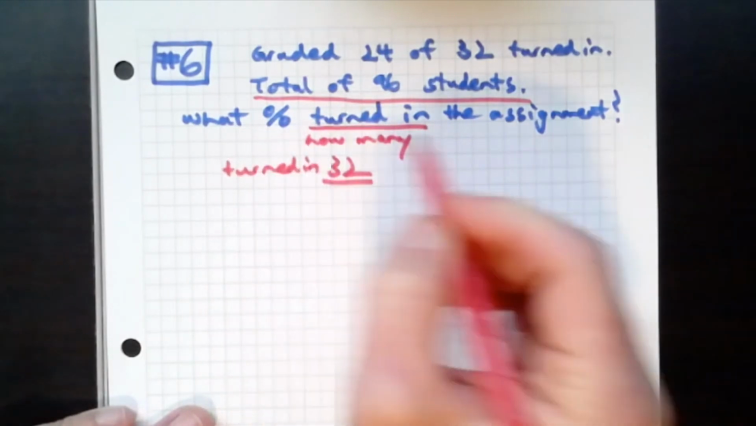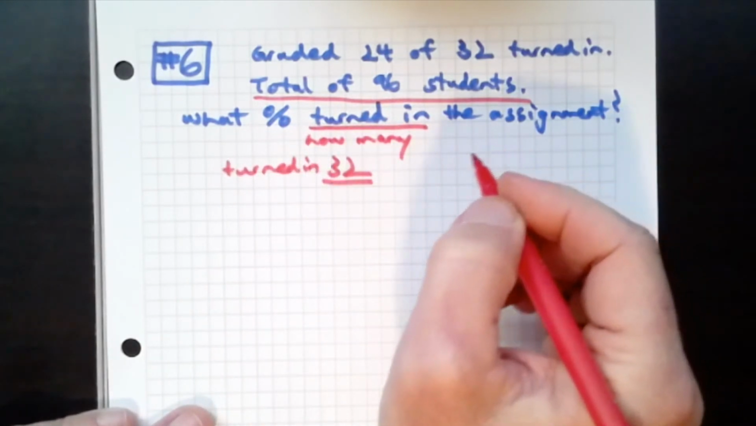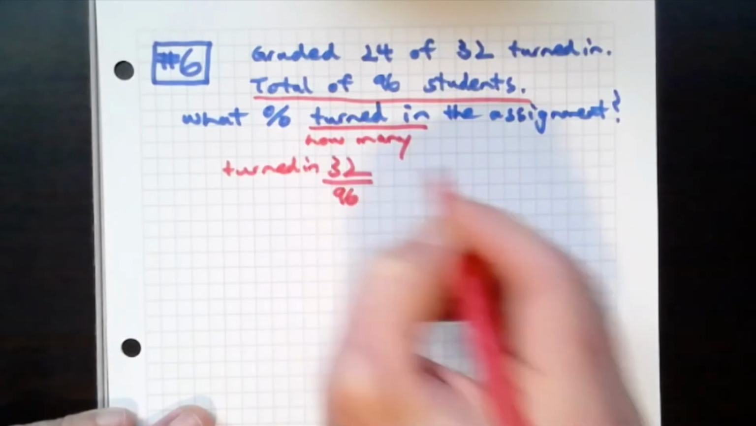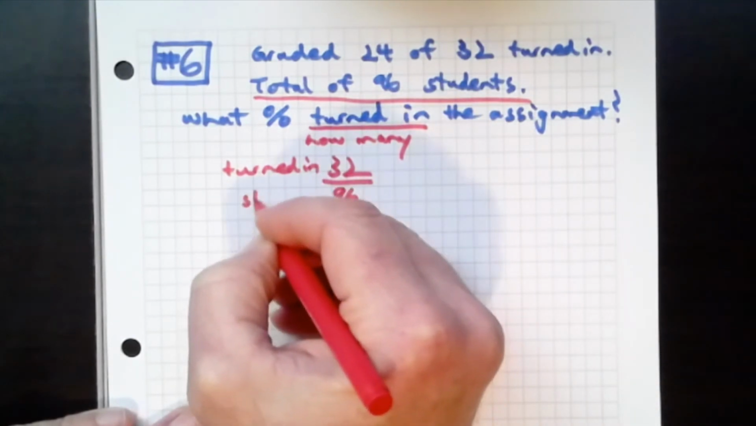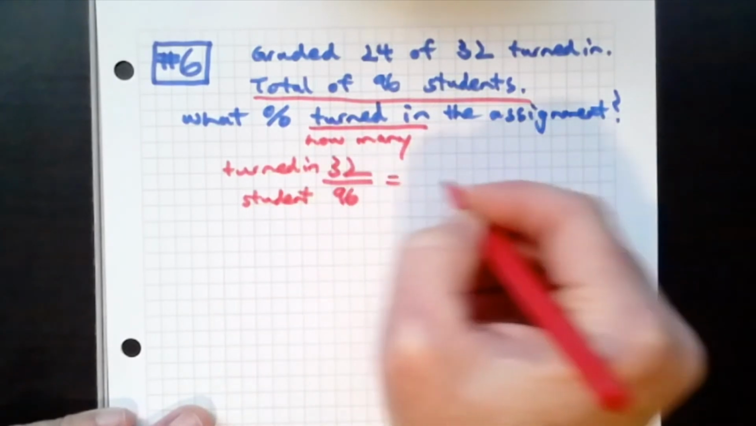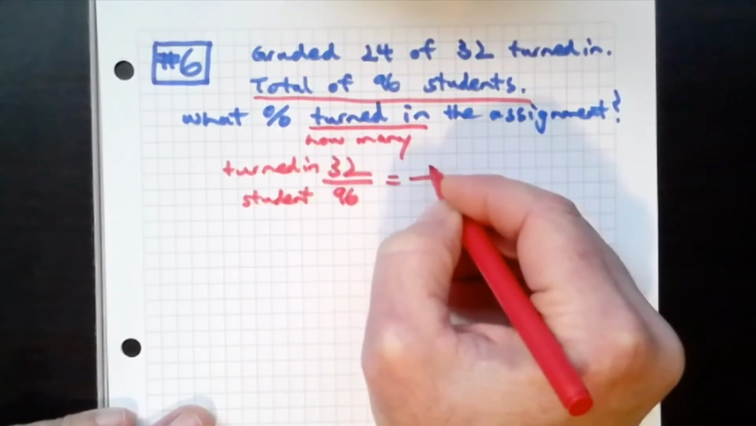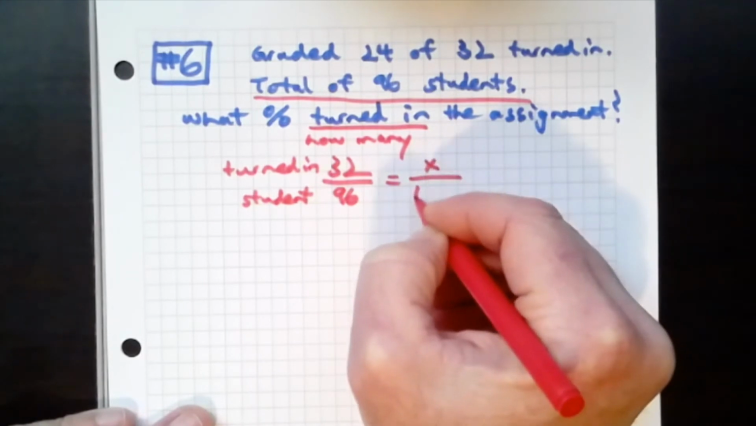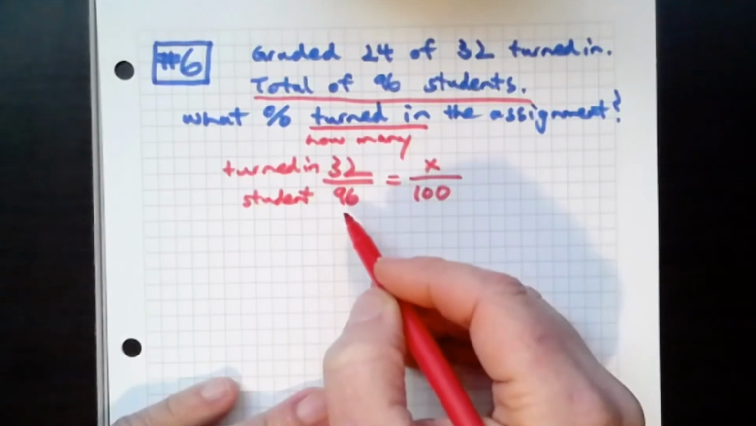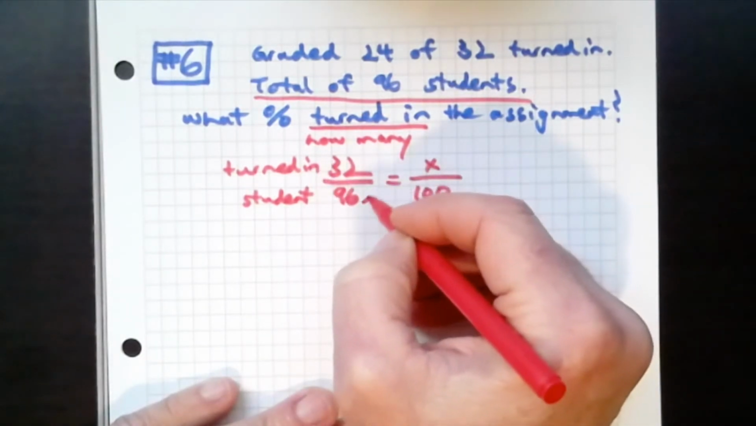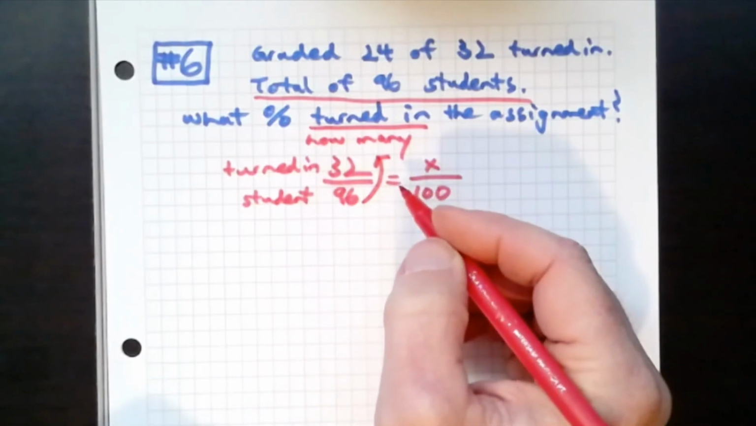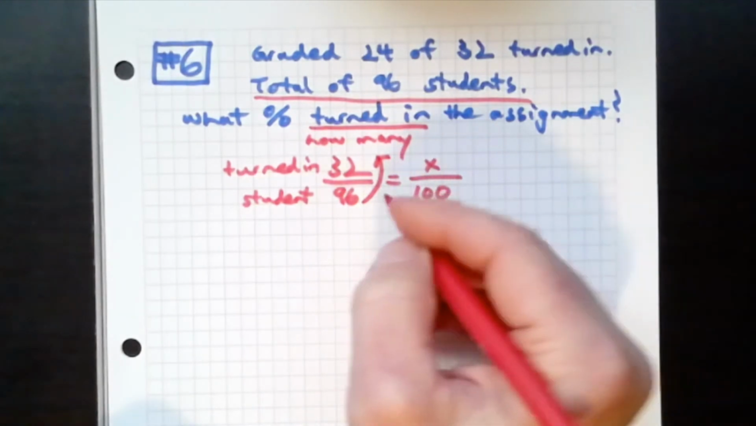What percent turned in the assignment? So 32 out of 96 students. That's not a very good return there. So what percent turned in? Let's go for a vertical multiplier here. Ooh, this is going to be interesting.